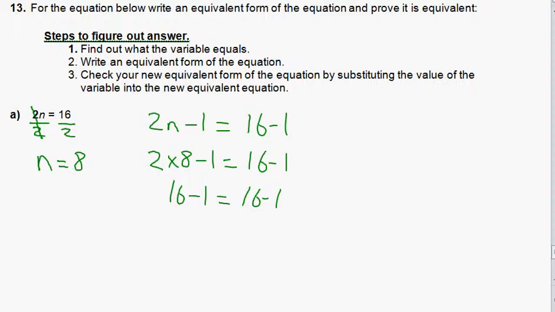So now I can solve it. 16 minus 1 is 15. And 16 minus 1 is 15. So 15 equals 15. So basically, I've done all the parts. This was part 1. This was part 2. And solving it was part 3. Those are the 3 steps that you have to do to answer this question.